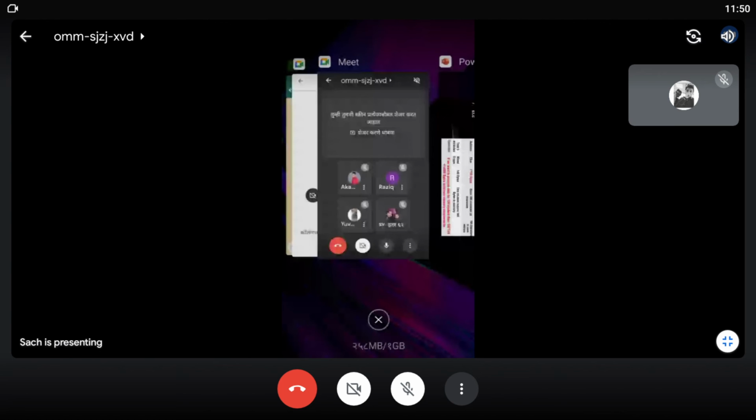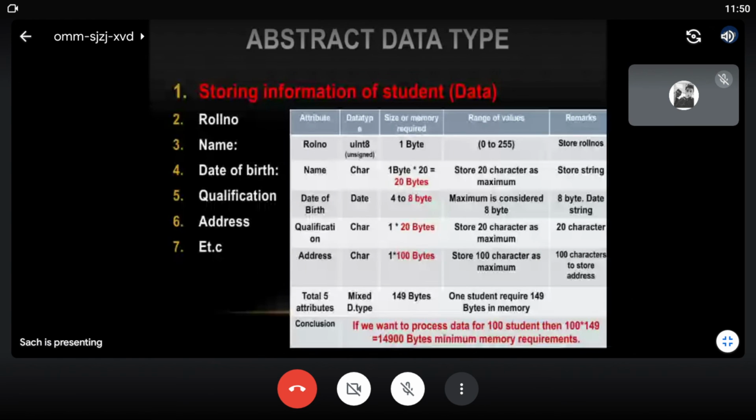Storing information of student data. Okay, now this table is very significant. So over here we have the first column relevant to the headers or variables in the data type. We are using the student information system. The attributes are roll number, name, date of birth, qualification, address, and finally we have sum them. That is, there are total 5 attributes over here.